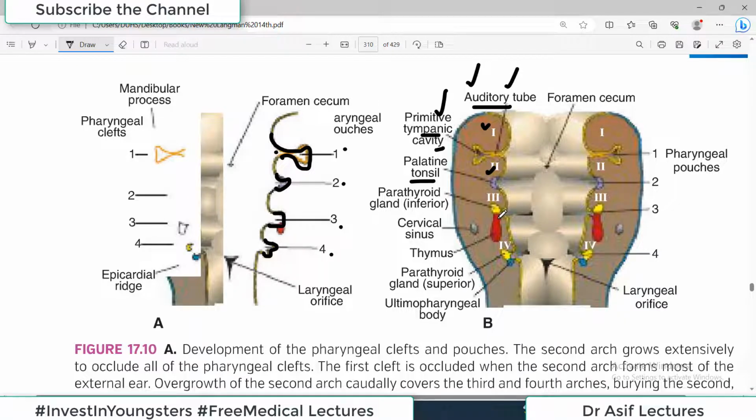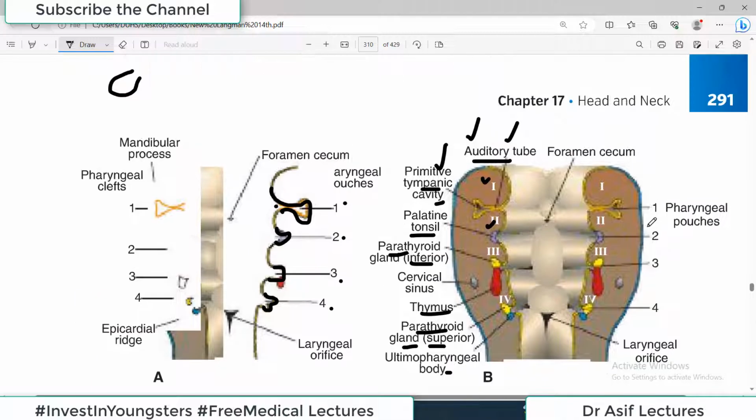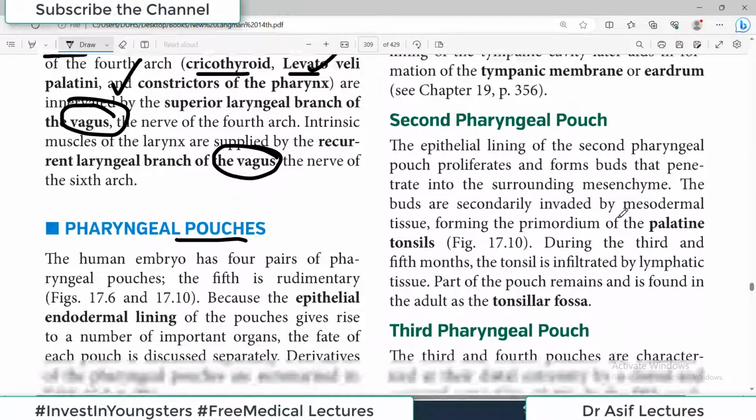Now the third pharyngeal pouch actually gives rise to parathyroid gland का inferior portion, also thymus, and then the fourth pharyngeal pouch is the last one. It gives rise to parathyroid gland का superior part and ultimopharyngeal body. So ये diagram, if you understand this diagram and understand the concept कि this is the pharyngeal arch, this is the pharyngeal arch, उसके बीच में this is the pharyngeal pouch, हर pouch क्या बना रहा है, try to remember this diagram, and this is all written here.